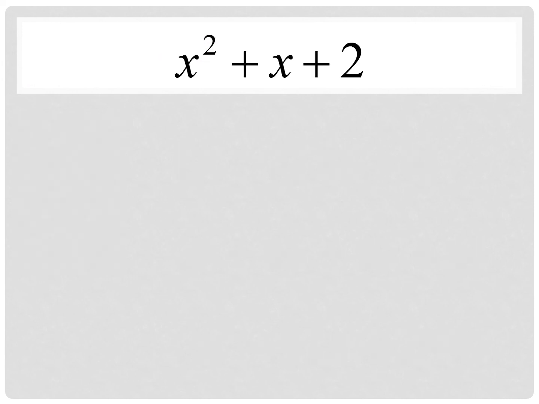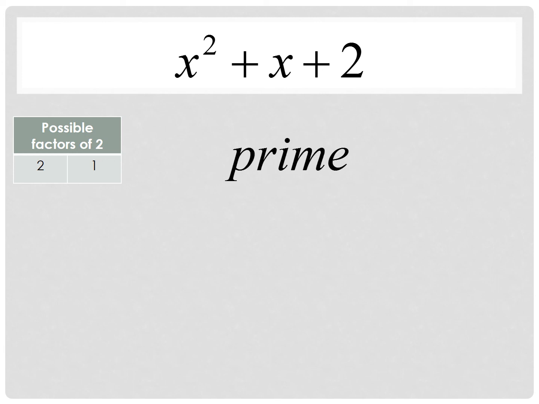Let's look at one last example. Once again, we want to identify the factors of the last term. The only possible factors of 2 are 2 and 1. Since in no possible way they can add or subtract to our middle coefficient, which is a positive 1, then I know that there's nothing more that can be done. There are no numbers that multiply, just like the number 17, that can make this trinomial, other than the trinomial and 1, other than the number itself.